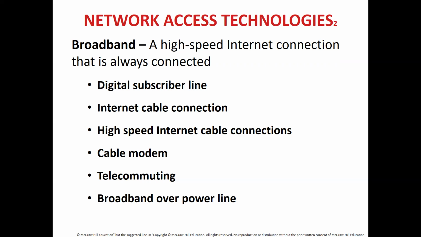You have DSL, digital subscriber line. You have ICC, internet cable connection, you have high speed internet cable connections, you have cable modems, you have telecommuting, you have broadband over power line. So the broadband over the power line is the example that I was telling you earlier, converting analog to digital. And the common one that we have here in Fiji is DSL.